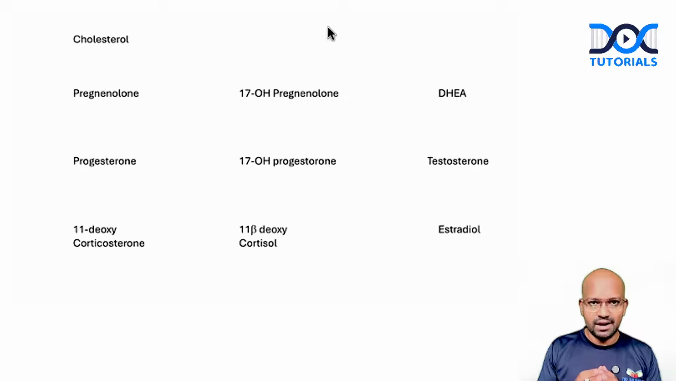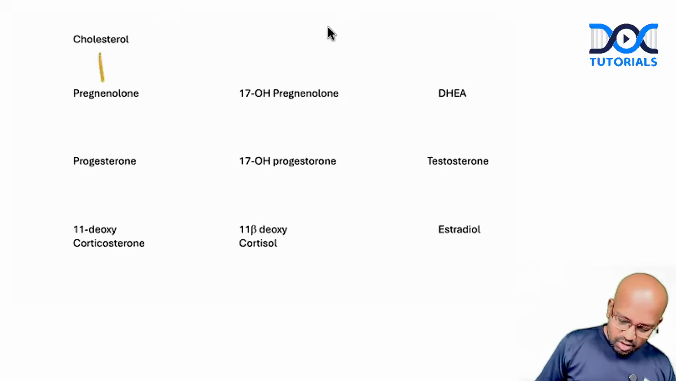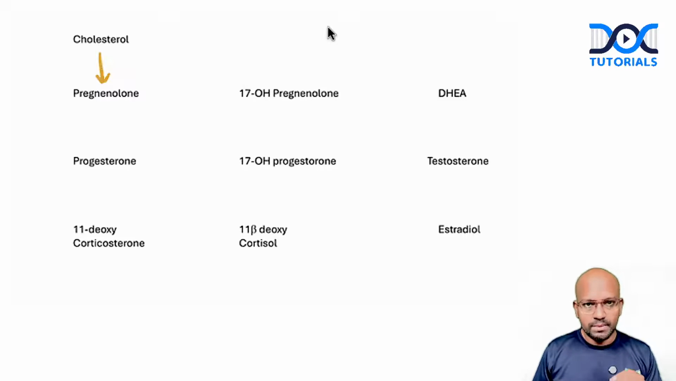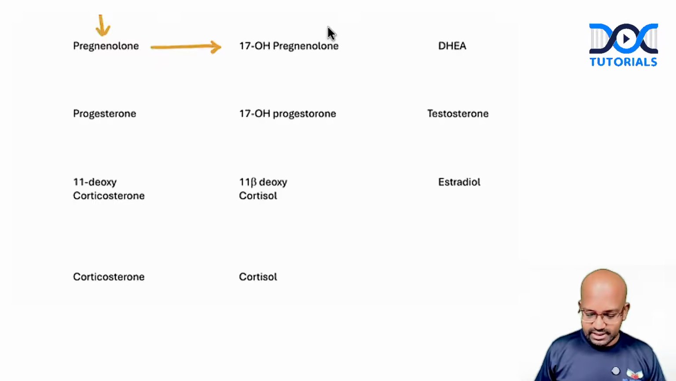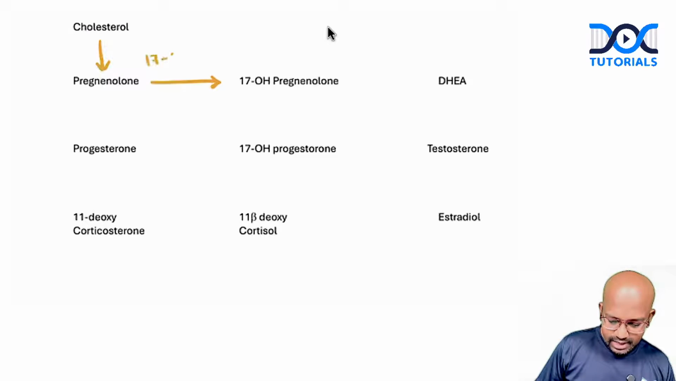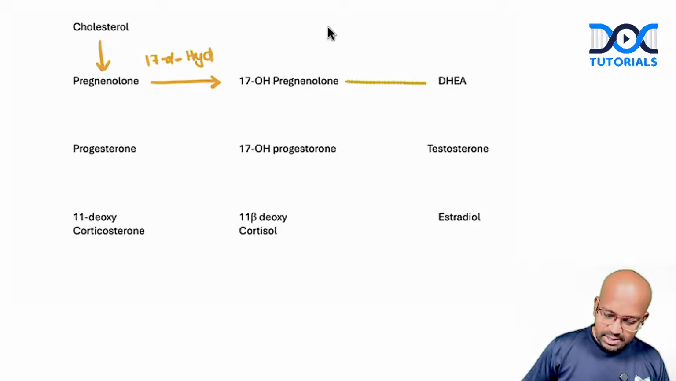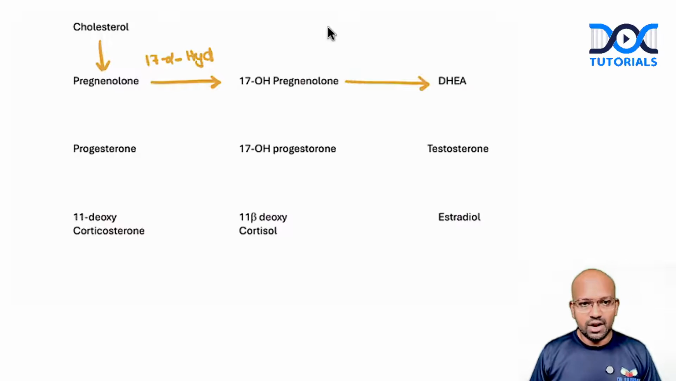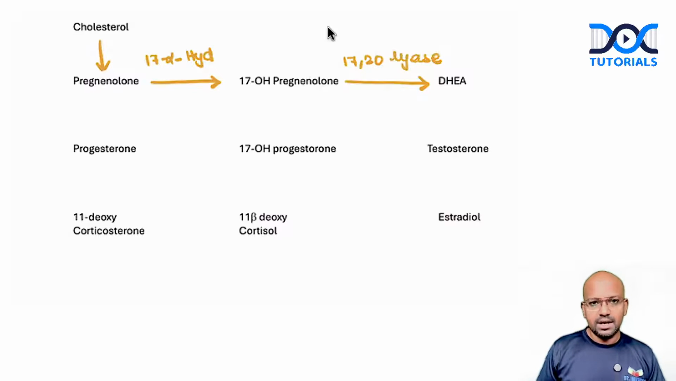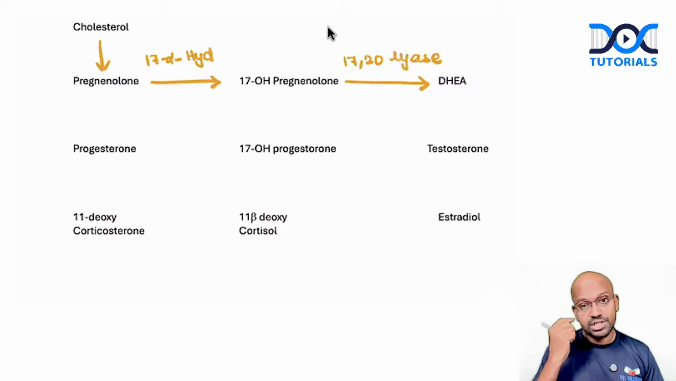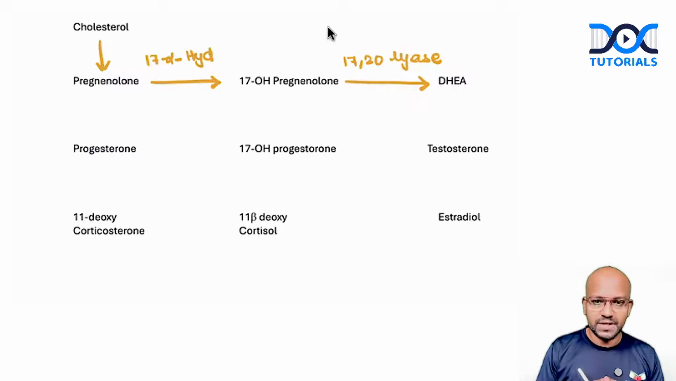The whole flowchart will start with cholesterol. Cholesterol will be converted to pregnenolone. From pregnenolone, 17-hydroxypregnenolone will be synthesized with the help of 17-alpha hydroxylase enzymes. Again, from 17-hydroxypregnenolone, dehydroepiandrosterone, that is DHEA, will be synthesized. This happens with the help of 17,20 lyase enzymes. I'm not going to write out all the enzyme names. Let's just target the clinical perspectives, which are important as far as drugs are concerned.